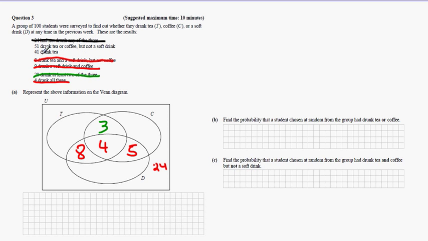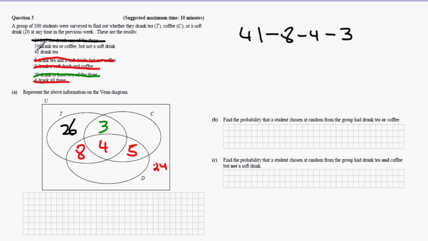And then 41 drank tea. So we can get 41, take away 8, 4 and 3. So what do we have there? 41 take away 8, take away 4, take away 3. 41 minus 15 gets us 26.